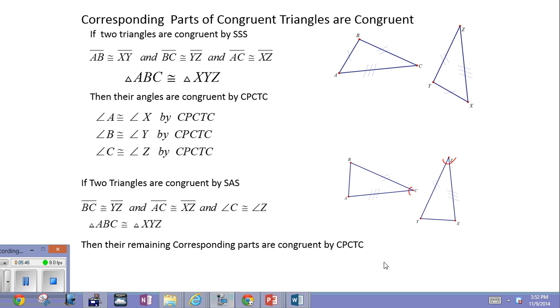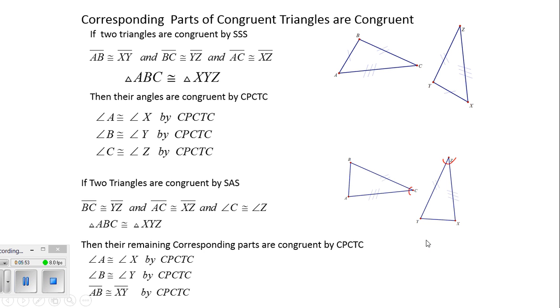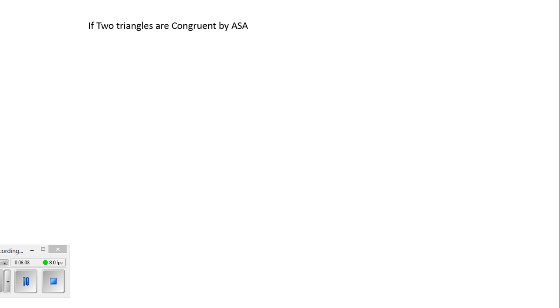So we have, in addition to these three pieces that were used, angle A and angle X going to be equal by corresponding parts of congruent triangles are congruent. Angle B and Y are also congruent, and side AB and XY are congruent by corresponding parts of congruent triangles are congruent. Okay? The two triangles are congruent by ASA.